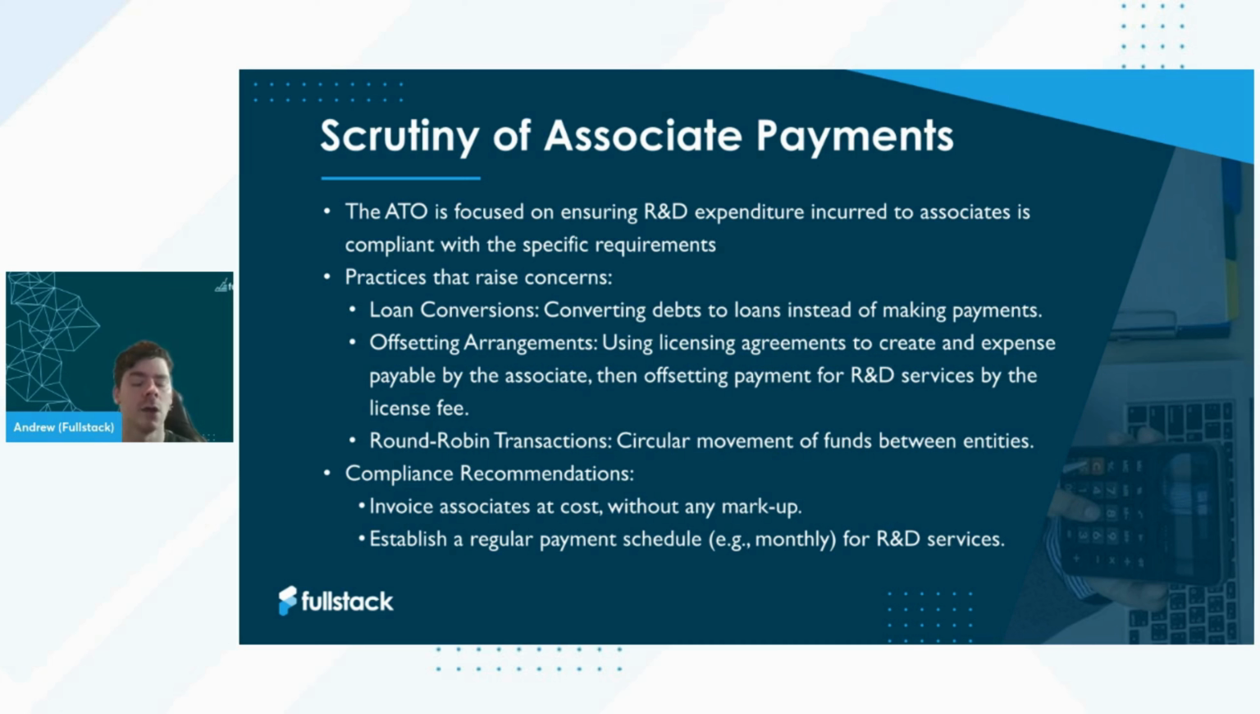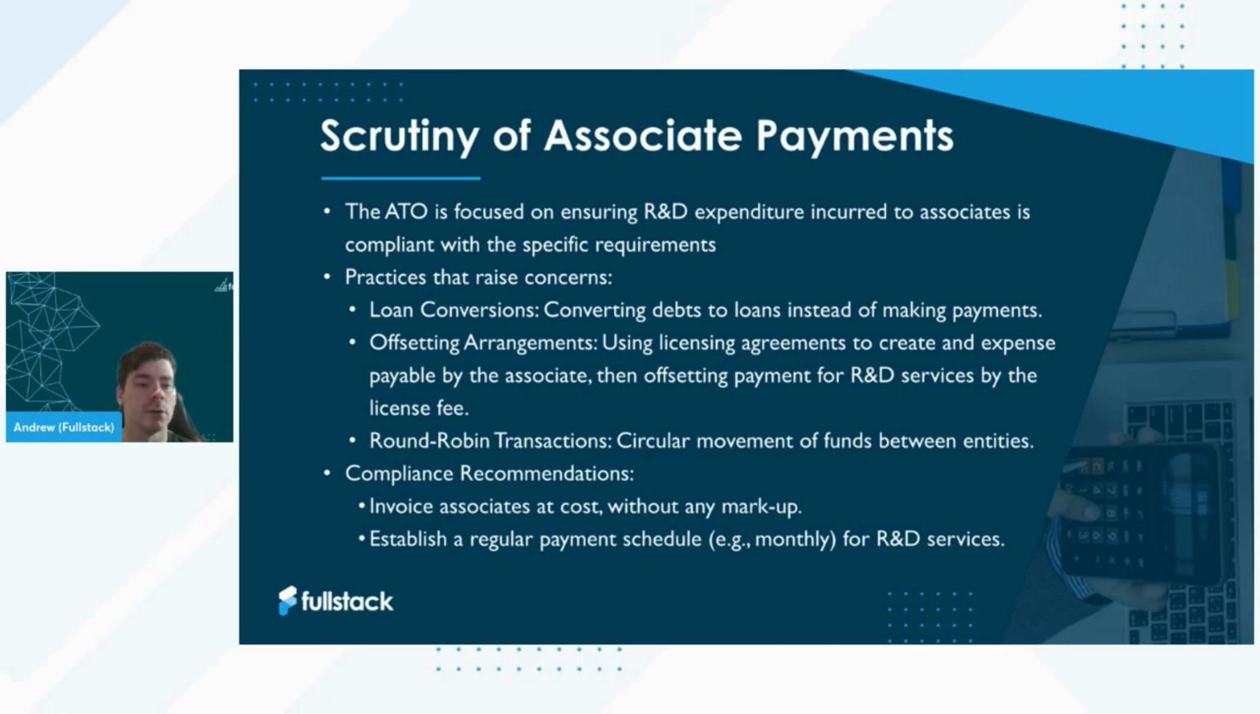The second arrangement is an offsetting arrangement. So typically this happens with a second contract or a licensing agreement between the R&D entity and the associate. And effectively that license agreement creates a reciprocal amount owed by the associate to the R&D entity. And then at the end of the financial year, these amounts are basically cancelled. The ATO says that that's not payment. We'll have questions about what the value of the licensed IP is if it's still in development stages.